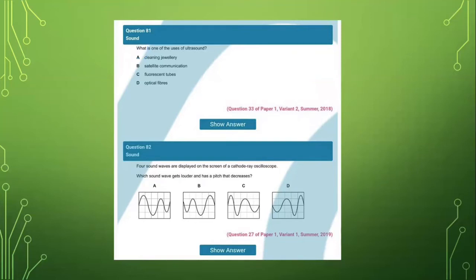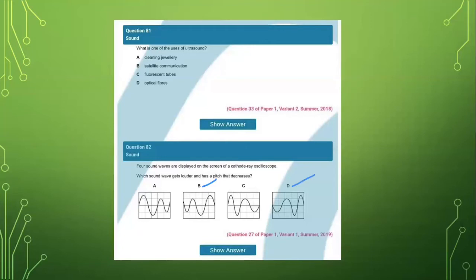Then the next question that we have is, 4 sound waves are displayed on the screen of a cathode ray oscilloscope. Which sound wave is getting louder and has a pitch that is decreasing? So basically, the loudness of the sound depends on the amplitude of the sound, and the pitch depends on the frequency of the sound. This is what we already know. Now, if you observe all the 4 oscilloscope readings, you can identify two of the options where the amplitude is increasing. The first option is B and the second is D.